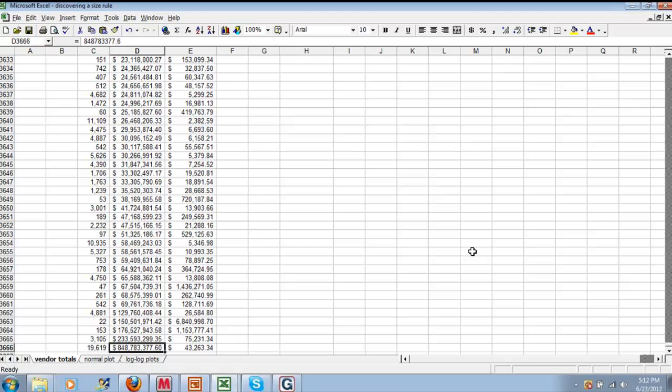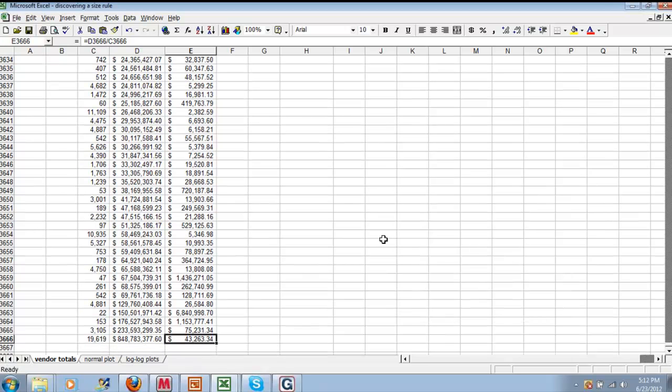And what we've plotted here in these three columns: column C is the number of invoices submitted by a given vendor. Column D is the total dollar value for the year covered by those invoices. And then, of course, column E is just the average value. So we have $848 million worth of transactions for the largest of the vendors. And that was broken down into 19,619 individual invoices, and thus the average is about $43,000 per invoice.